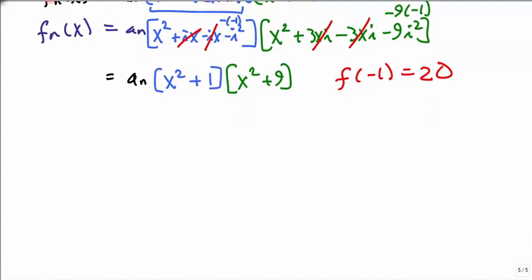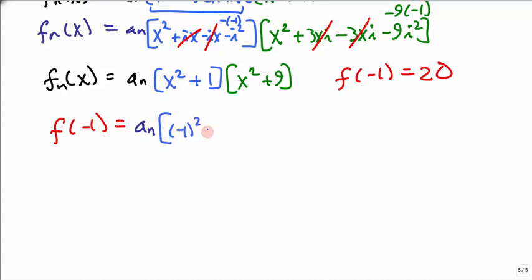Okay, so over here on this side, here's my f of x or f_n of x, either way. So I know over here f of negative 1 equals a sub n. Now in place of this x squared, I would plug my negative 1 then. Negative 1 quantity squared plus 1. Then over here, in place of this x, I'd plug in a negative 1 as well. Make sure you use those parentheses, otherwise your negative squared might end up to be positive. And when I get all done, I know this has to equal 20.